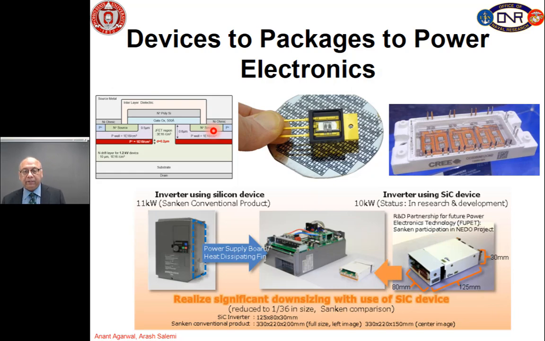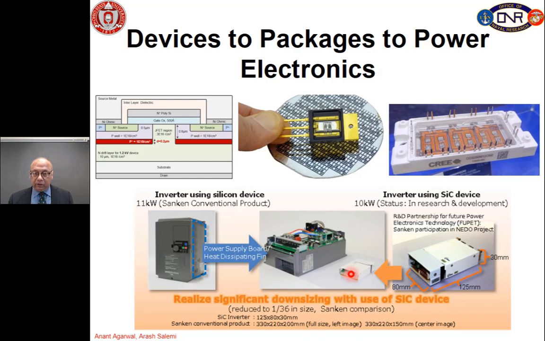Here we show a big picture. On the left hand side here we have a cartoon of a power MOSFET. This is a chip we fabricate, and then it can be packaged into a discrete package such as the one shown in the middle, or power module here where we put multiple devices in parallel to increase the current rating. Then once we have packaged the devices, we can build power electronic systems such as an inverter, and here we show a silicon inverter along with silicon carbide inverter, and you can see the size reduction that is possible by using silicon carbide.